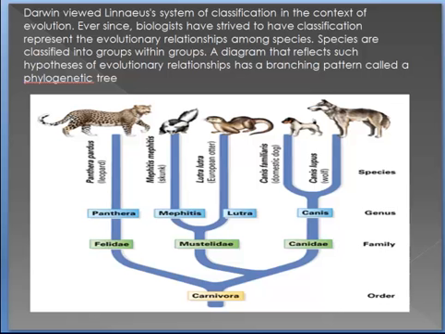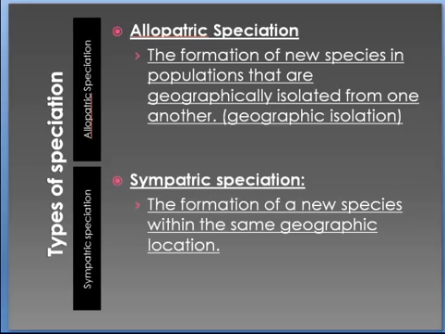Darwin viewed Linnaeus's system of classification in the context of evolutionary history. Ever since, biologists have strived to have classification also represent the evolutionary relationships among species. Don't forget, species are classified as groups within groups. For example, the dog and the wolf on the right-hand corner are both members of the same genus, which is Canis. And those members are obviously quite alike. They have similar features, but yet wolves and domesticated dogs do not breed with one another, and therefore we classify those as separate species.